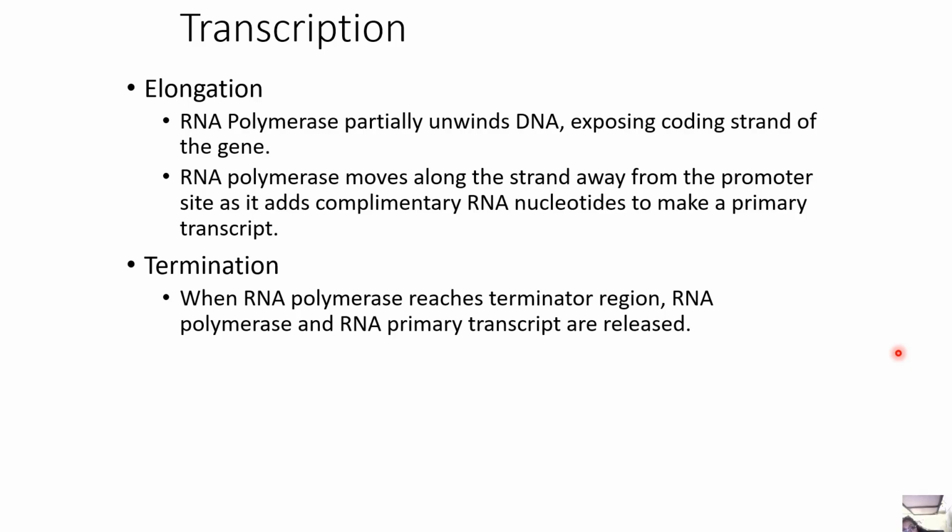If we talk about elongation, RNA polymerase unwinds DNA, exposing the coding strand of the gene. RNA polymerase moves along the strand away from the promoter side as it adds complementary RNA nucleotides to make a primary transcript. So when RNA polymerase reaches the terminal region, RNA polymerase and the RNA primary transcript are released.